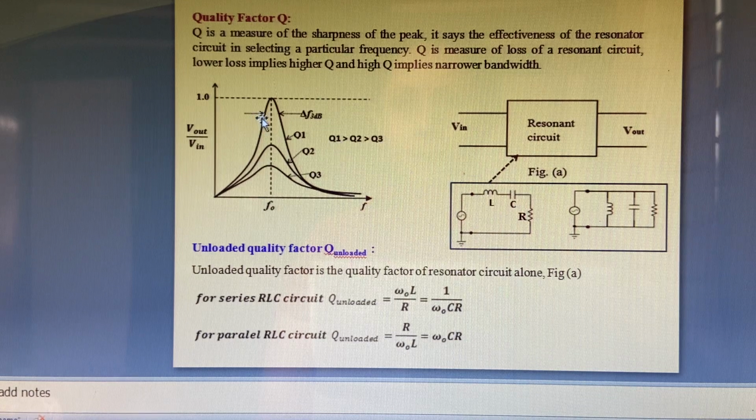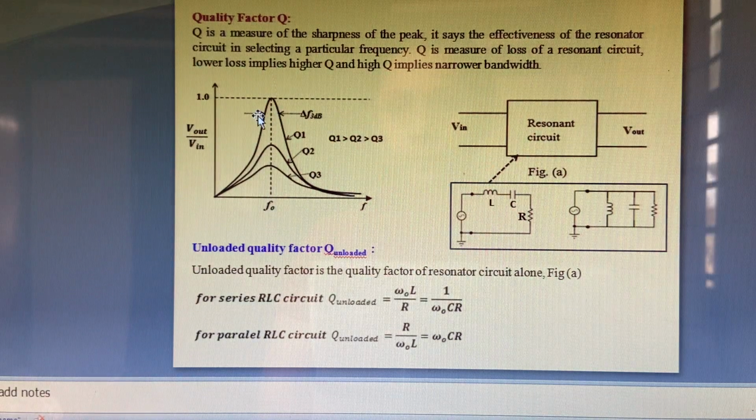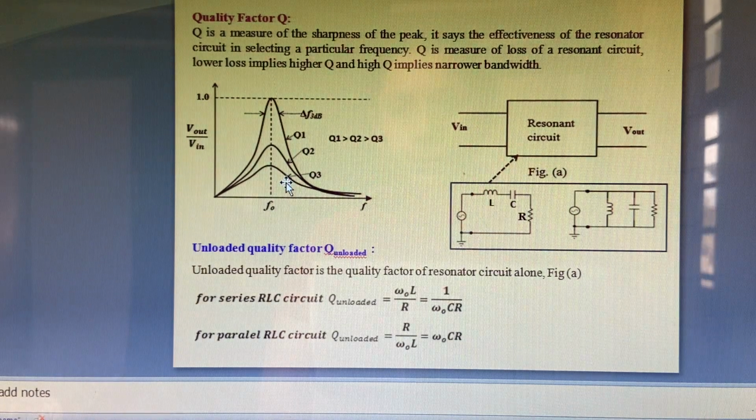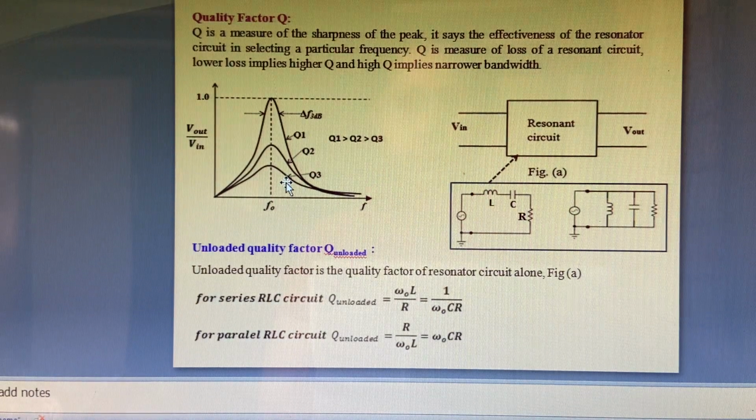For Q1 we have a bandwidth like this, the 3 dB bandwidth. The 3 dB bandwidth of this is lesser than the 3 dB bandwidth for quality factors Q2 and Q3. So here, the lesser the bandwidth, the higher the quality factor. Q is a measure of loss of a resonant circuit. Lower loss implies a higher Q, and higher Q implies a narrower bandwidth.